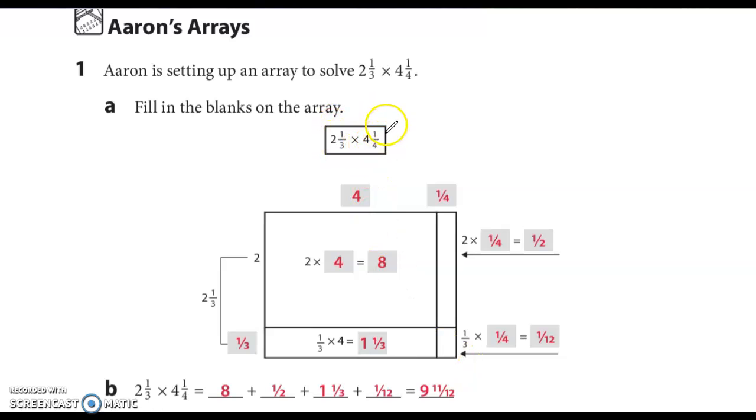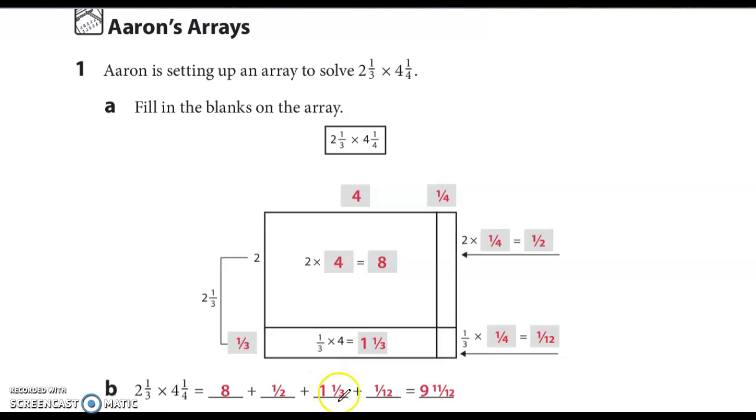So we've got 2 1/3 times 4 1/2. So you want to fill out the array. You've got 2 1/3 broken up into 2 and 1/3, and 4 1/4 broken up into 4 and 1/4. I'm going to fill out each box. The first box is 8. The next one is 2 times 1/4, which is 1/2. 1/3 times 4 is 4/3, and then turn that into 1 1/3. And then the last one is 1/12. Take all of your answers and bring them down here, add them up, and your final answer is 9 11/12.